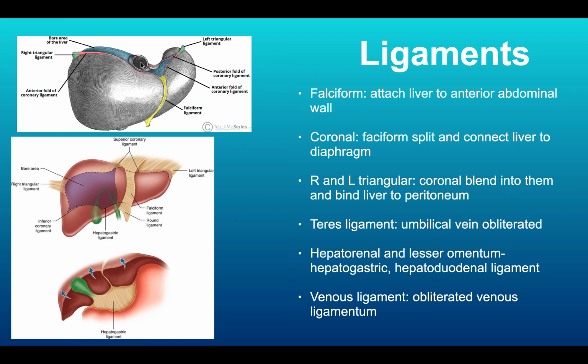The teres ligament is just a remnant of the umbilical vein. The hepatorenal and the lesser omentum bind via the hepatogastric and the hepatoduodenal ligament. And then the venous ligament is an obliterated venous ligamentum from embryology. So as you can see here, this is where it binds.